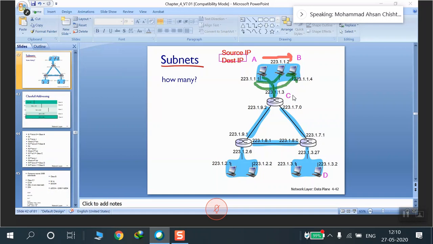Now C here is the router. Its interface takes this packet, checks that the destination MAC address is not the one it is supposed to be, so it discards it. This one also checks it and discards it. But B takes it, compares its own MAC address with the destination MAC address of the packet, accepts it, takes it to the network layer, and checks the source address and the destination address.